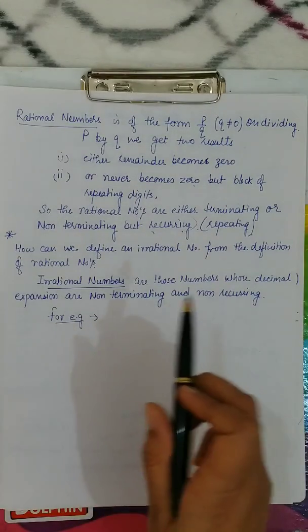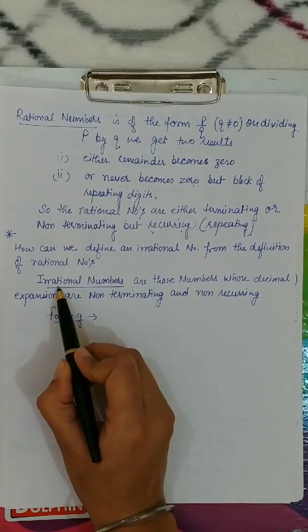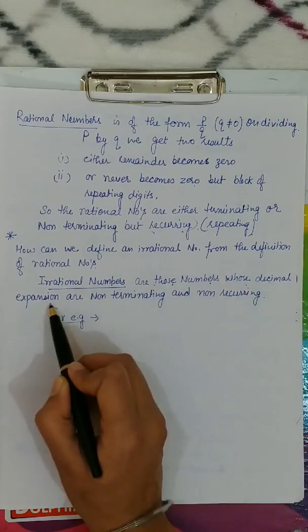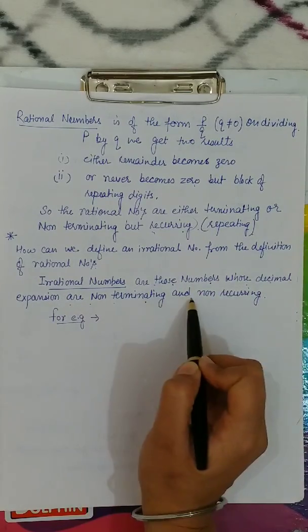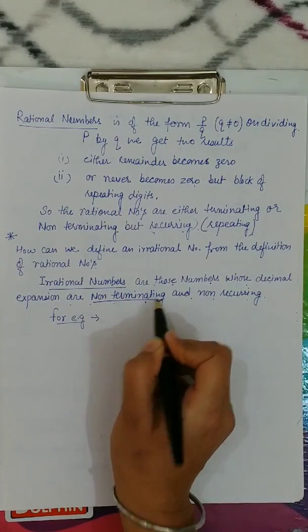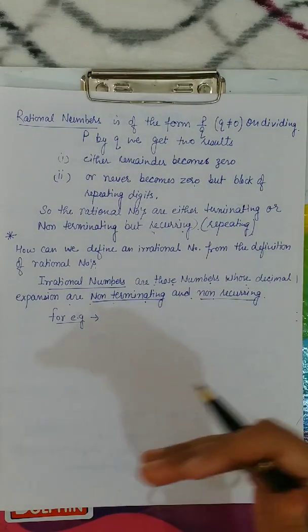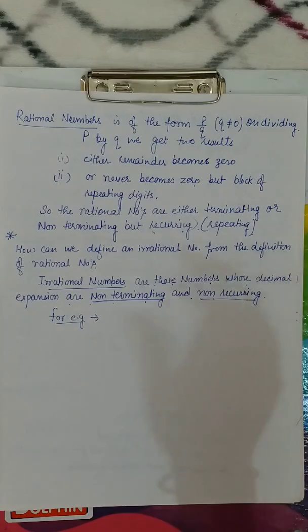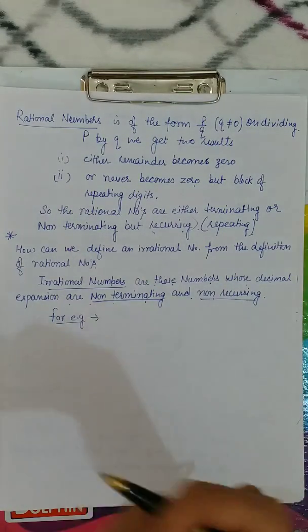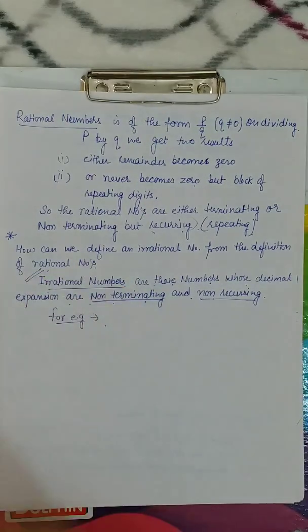But how can we define irrational numbers from the definition of a rational number? We can define irrational numbers as those numbers whose decimal expansion is non-terminating and non-recurring. It means their decimal expansion never terminates and never repeats. It goes up to infinity, and we do not have any block of digits which repeats again and again. Those types of numbers are called irrational numbers.